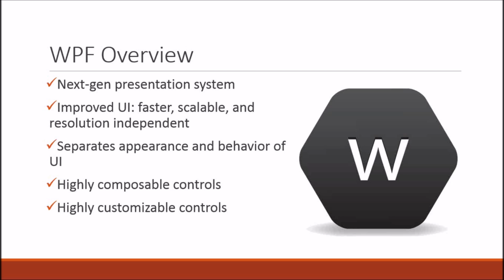Controls in WPF are highly composable, and what I mean by this is that you can define almost any type of control as content for another control. You can, for instance, put an image into a button to create an image button, or put a list of controls, a list of videos, into a combo box to choose a video file.